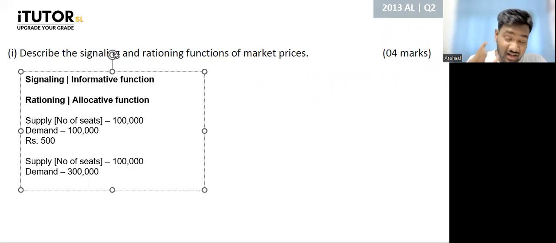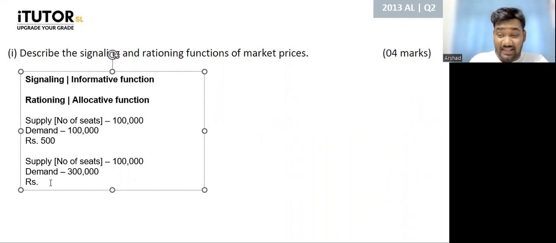Now, there are 100,000 seats, but the demand is for 300,000. What do you think will happen to the price, guys? How can you allocate 100,000 seats for 300,000 people? That's the rationing function. So what is the role that price should play in a situation like this? How do you ration, or how do you allocate, 100,000 seats for 300,000 people who are willing to buy, guys?